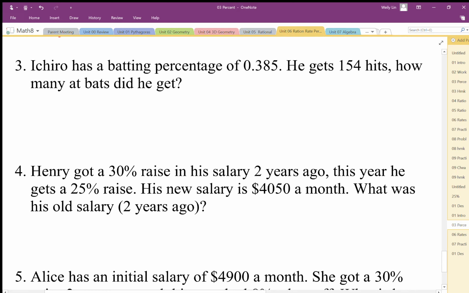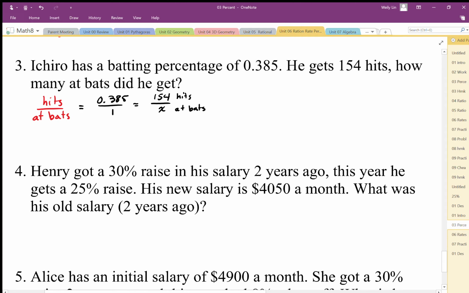Well, this batting percentage is the hits compared to at-bats or attempts. Attempts are called at-bats. And that's going to be 0.385 to 1. That represents our decimal multiplier. Okay, that's our decimal percentage. It says here he gets 154 hits, so that's 154 hits. And what we're looking for is the number of attempts or at-bats.